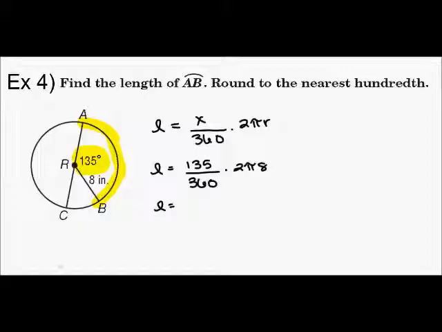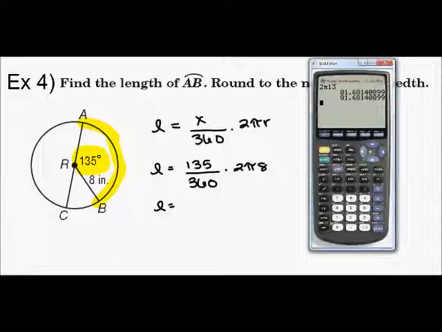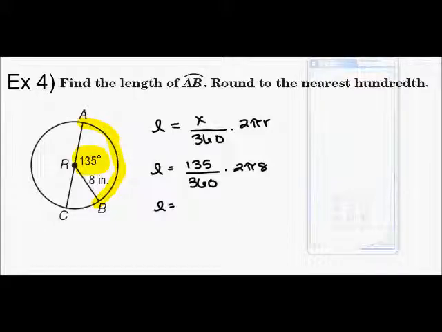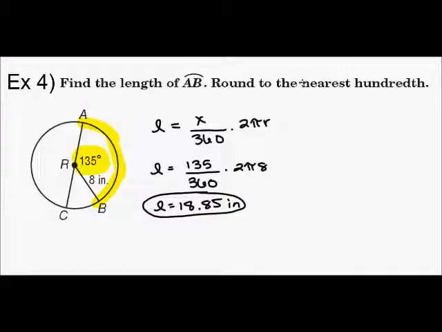Now I'm going to grab a calculator. Okay, so we have 135 divided by 360, and then times 2 pi, remember second caret for pi, and then r is 8. So I get 18.85 to the nearest hundredth. My unit is inches. And that is how you calculate arc length. Okay, so that wraps up lesson 1 about circles.